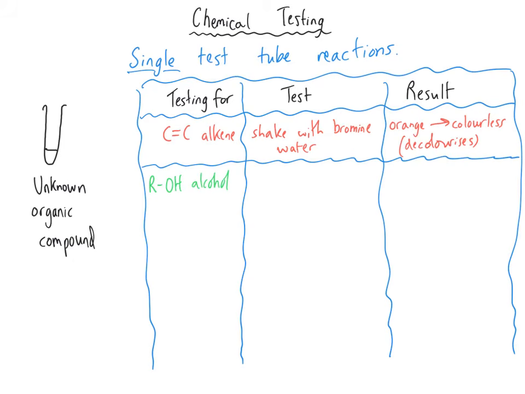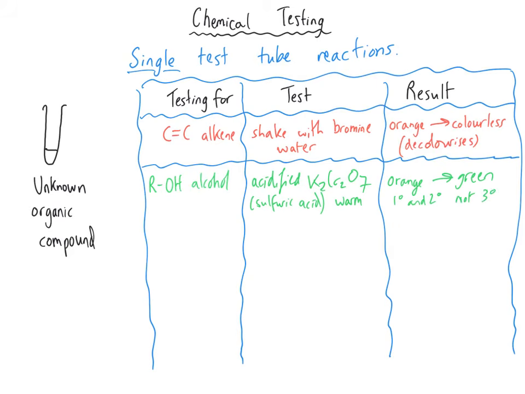The next functional group that you need to know how to test for is the alcohol, and to do that you would use acidified potassium dichromate, and you would acidify it using sulfuric acid rather than any other acid, and you would warm these chemicals gently. And the observation here would be that the orange colour would turn green, and it would do that for primary and secondary alcohols, not for tertiary. Tertiary, you would not get anything happening at all. You would see no visible change.